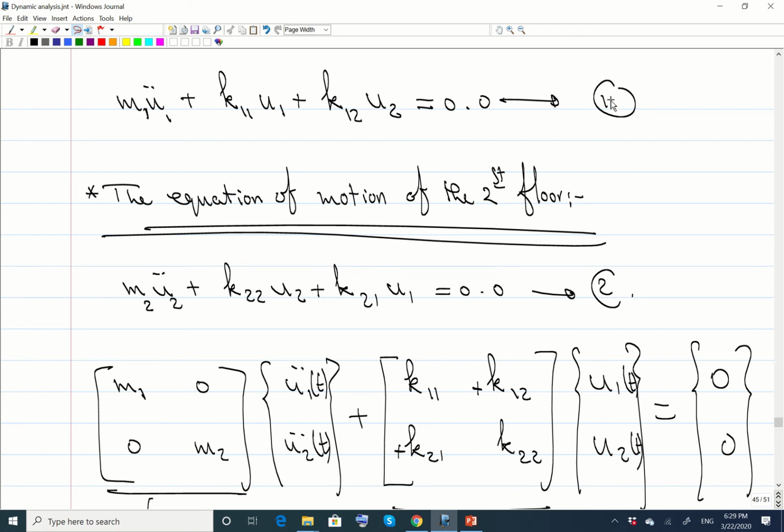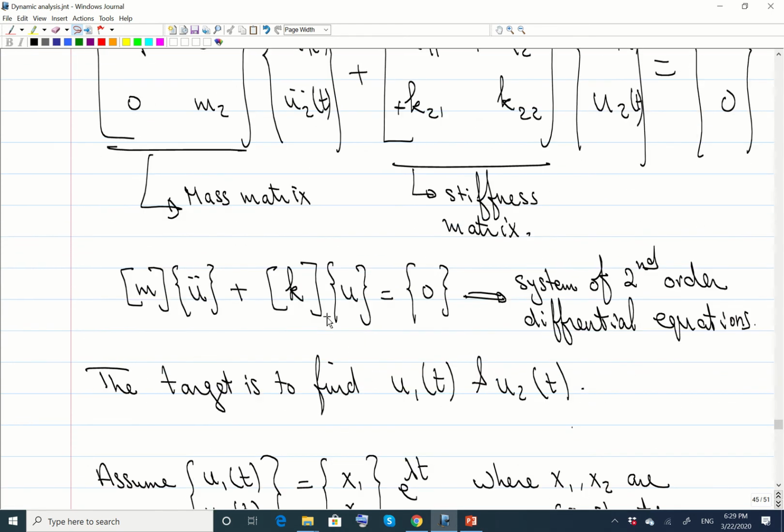I cannot just use one of them to solve for u1 or u2 and then substitute that, or find u2 from the other equation, for example. No, I have to solve them all together. It's like simultaneous equations. You need both equations together to find how much u1 and u2 are. So the equations we have are now written in a matrix form like this.